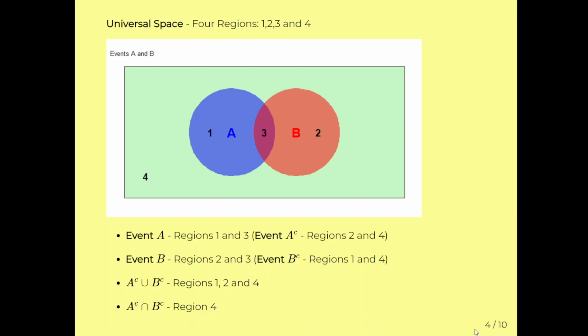Okay, so let's look at this a bit closer. So we have the union of the complement of A and the complement of B. The complement of A is regions 2 and 4, and the complement of B is regions 1 and 4. So the union of those two events is regions 1, 2, and 4. Now, the intersection of the complement of A and the complement of B is the regions that occur in both, which is region 4. Okay, so that's enough to get going with so far.